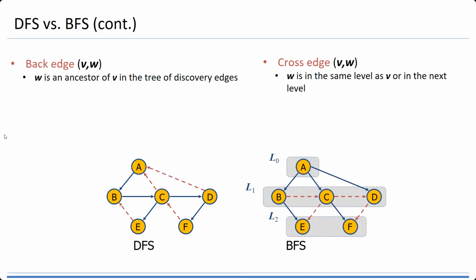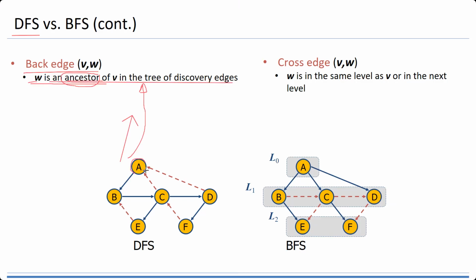And what is the difference between DFS and BFS? If we use DFS, we call it back edges. What is a back edge? Back edge means the ancestor. Ancestor means the parent or the grandparent. W is an ancestor of V in the tree of discovery edges.